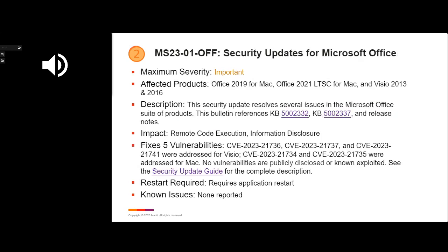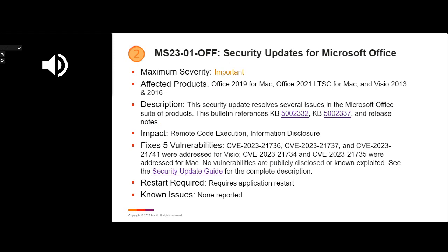We did get our update for Office this month, although it's kind of interesting. The last 2 months, they've only done Office updates for the Mac versions. They haven't done the Windows version. So you'll see that 2019 and 2021 long-term service channel for both versions of Mac were released, as well as some updates for Visio 2013 and 2016.